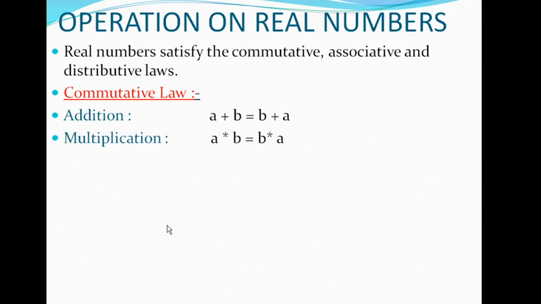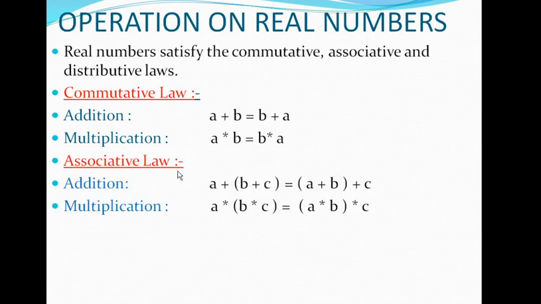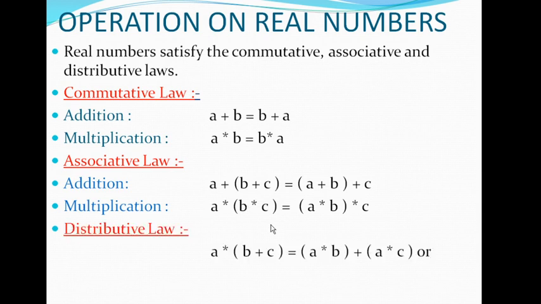These laws are very simple. Left hand side should be equal to right hand side. It doesn't make any difference whether we add A first or B first. Now comes the associative law. This is for addition and this is for multiplication. Similarly, we know that this is our distributive law. All these properties, commutative, associative, and distributive, we have already learned in our previous classes. Here we are just revising them again.